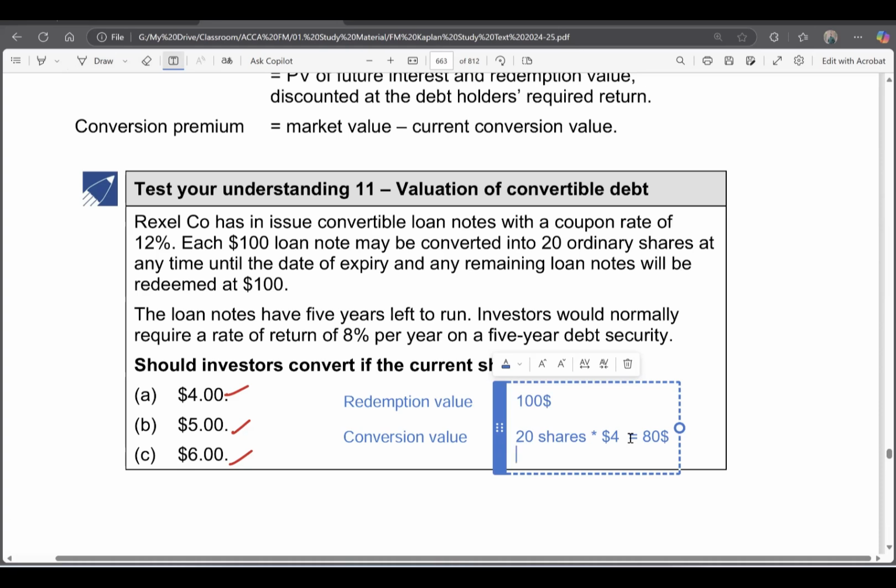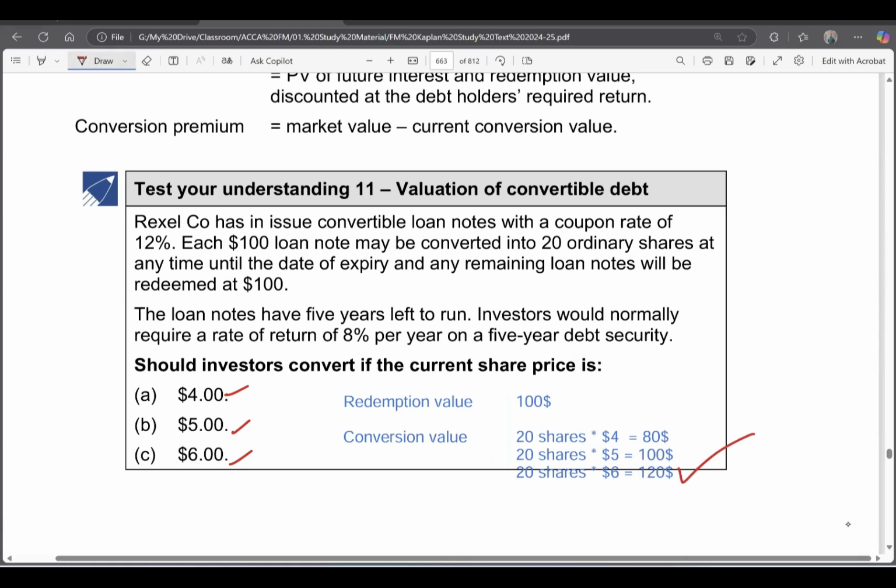In the second case, let's say the price is $5. So 20 shares into $5 is $100, the same. So the investor is indifferent whether he goes with the conversion option or not. His worth remains the same. Third, if the share price grows to $6, then 20 shares into $6, that is the valid option. The bondholder will prefer to convert into shares if the market value grows to $6 per share, because at this time the investor gets a premium of $20 on their investment. Okay, so simple.